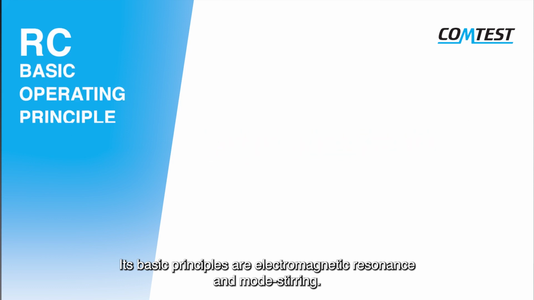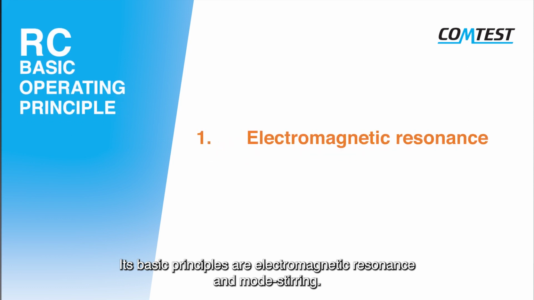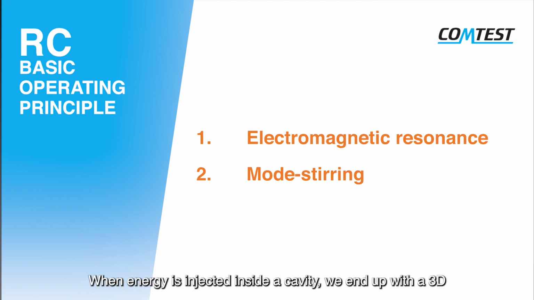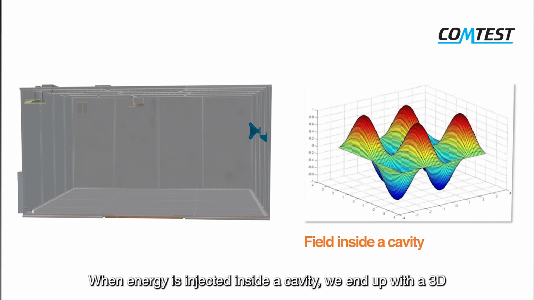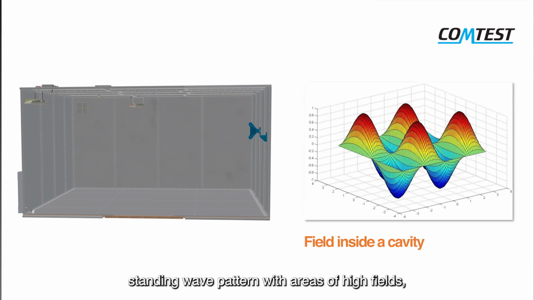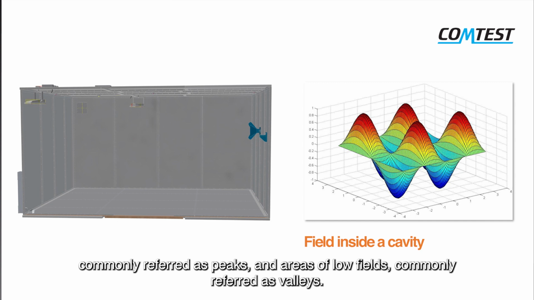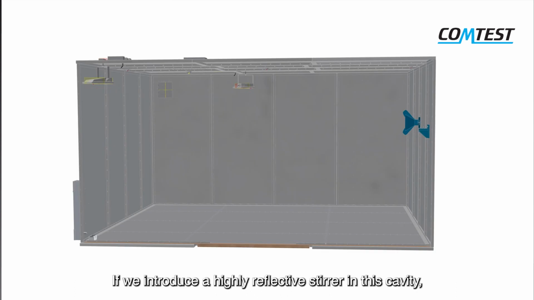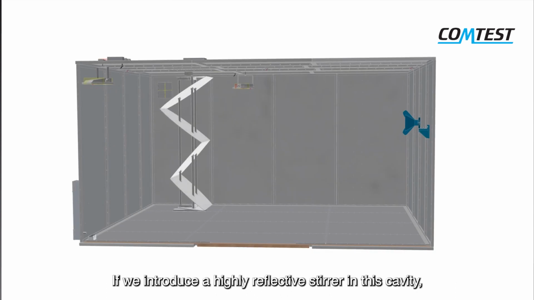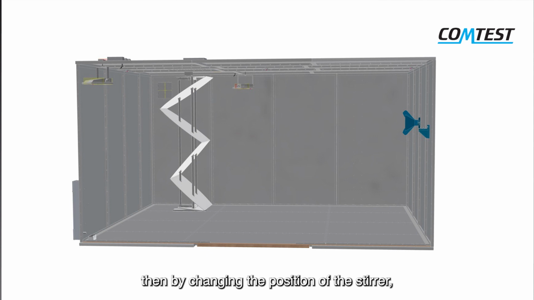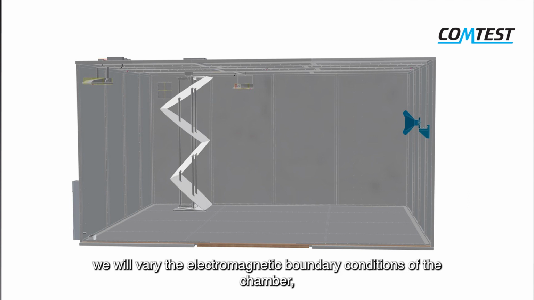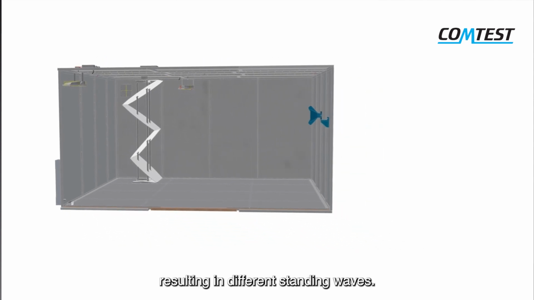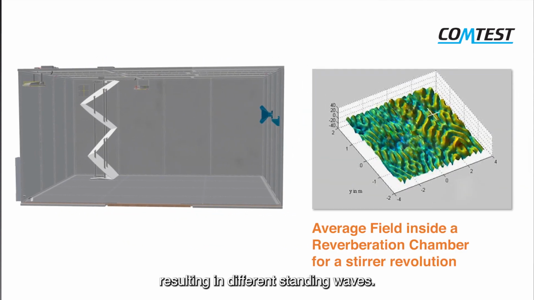Its basic principles are electromagnetic resonance and mode steering. When energy is injected inside the cavity, we end up with a 3D standing wave pattern, with areas of high fields, commonly referred as peaks, and areas of low fields, commonly referred as valleys. If we introduced a highly reflective steerer in this cavity, then by changing the position of the steerer, we will vary the electromagnetic boundary conditions of the chamber, resulting in different standing waves.